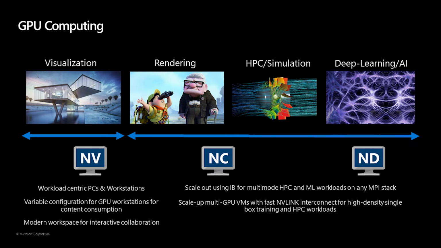So I'll move on to the N-series VMs that we offer, and we have 3 different classes. We have the NV for visualization. The NC is the more traditional HPC compute, so reservoir modeling, DNA sequencing, Monte Carlo simulations, and of course it can be used for inferencing or deep learning, but it's the ND which has been specifically designed for the AI and deep learning workloads.